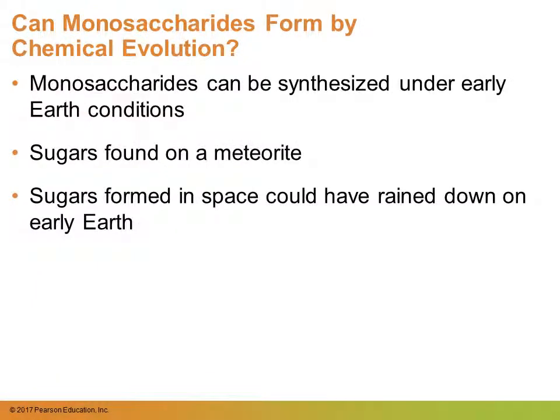So where did monosaccharides come from? And how were they formed in the chemical evolution? Well, monosaccharides can be synthesized under early Earth conditions, and sugars have also been found on meteorites. So they've been found in space, so it could be that the first sugars actually rained down on early Earth. And that's sort of interesting to think that you could have rain that contains sugar.